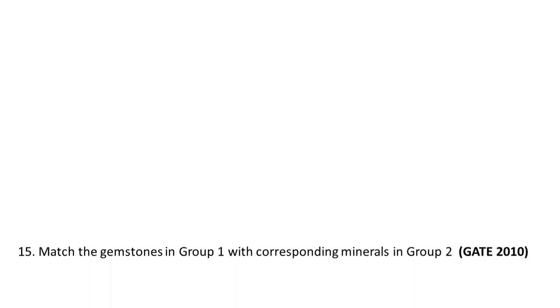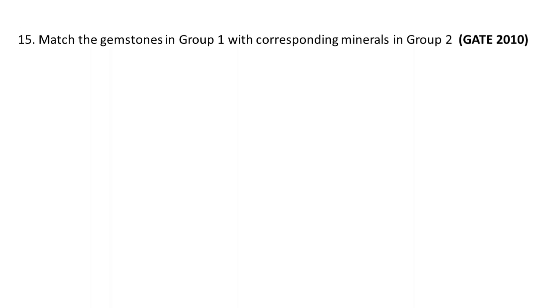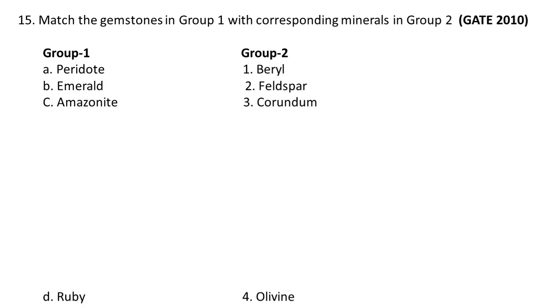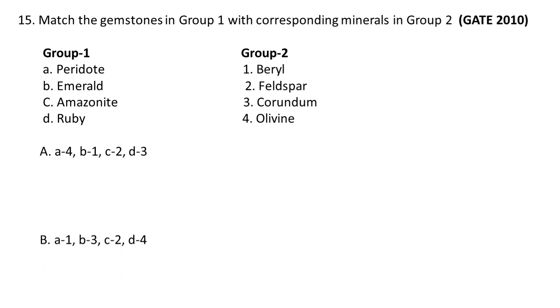Next question. Match the gemstones in group 1 with the corresponding minerals in group 2. So in group 1, peridotite, emerald, amazonite, ruby are given, and in group 2 beryl, feldspar, corundum and olivine. And from this we have to choose the options A, B, C, D.